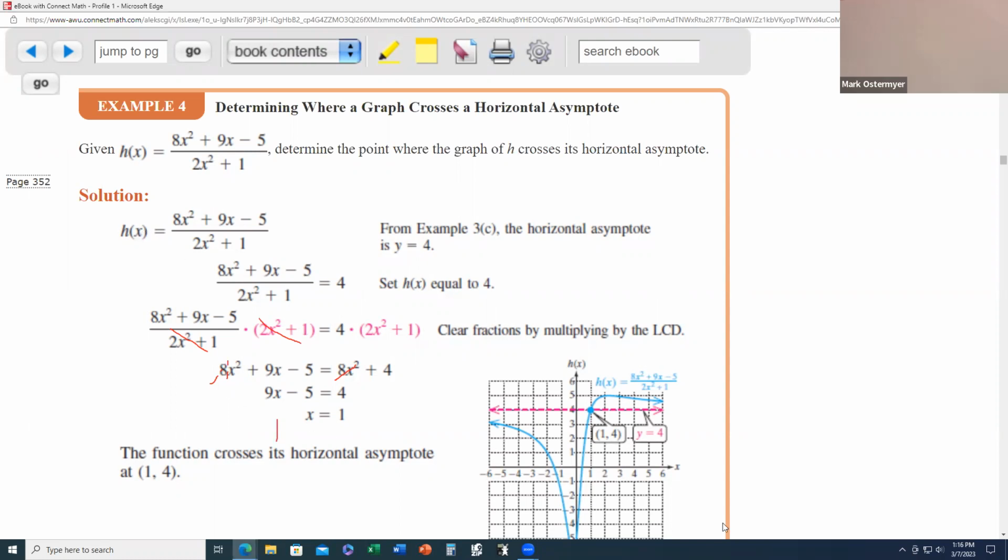So you'd put 1 back into the original function here. So h of 1. After you put 1 in for x here and here and here, you would discover you get 4. So it's at the point 1, 4. That is the point of intersection between the graph of this rational function and its horizontal asymptote. Any questions how we found that point of intersection between the graph of the rational function and its horizontal asymptote?